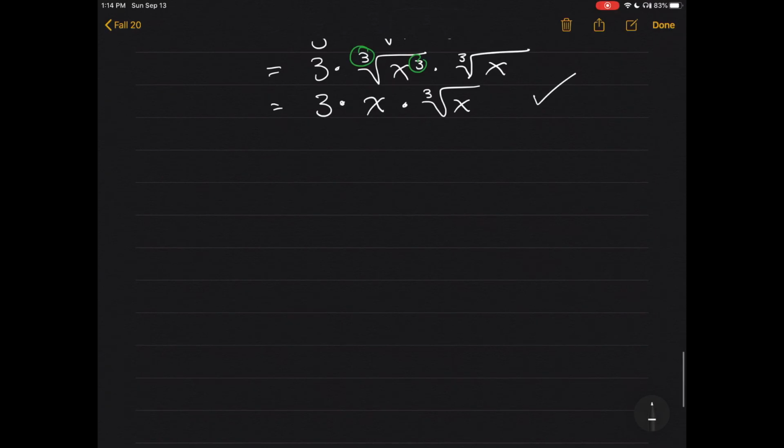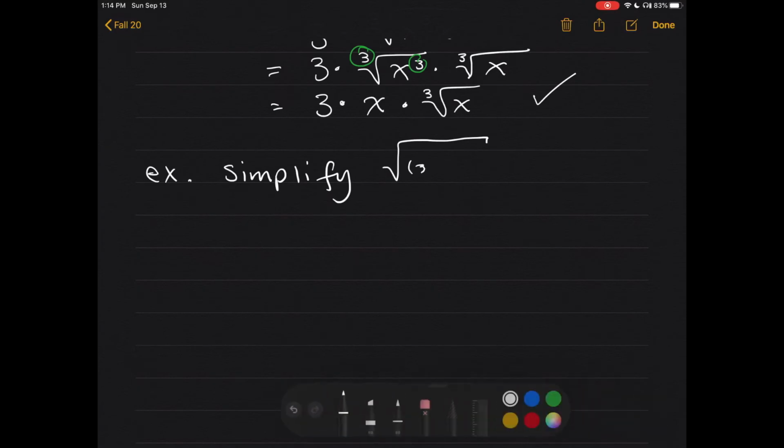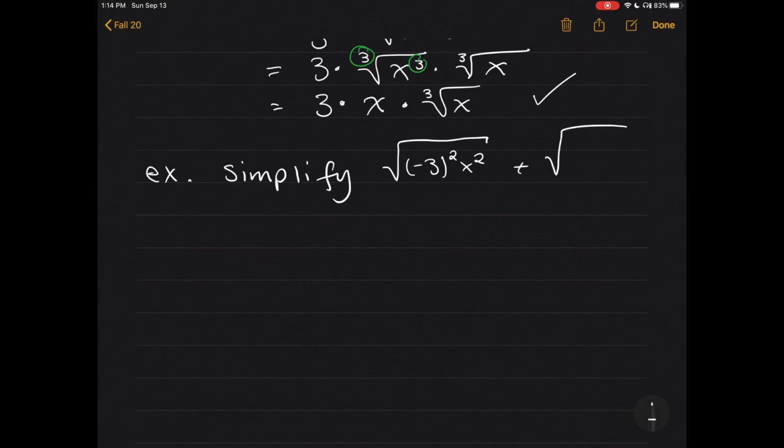Let's see that in action again. Let's do one more example. Let's simplify the square root of -3 squared times x squared, plus the root. No, let's not do 3. Let's do -3 instead, and then let's square it, and let's do x squared. And then let's do plus the root of the root of 81. Cool.